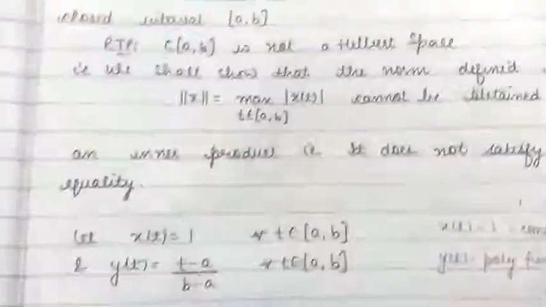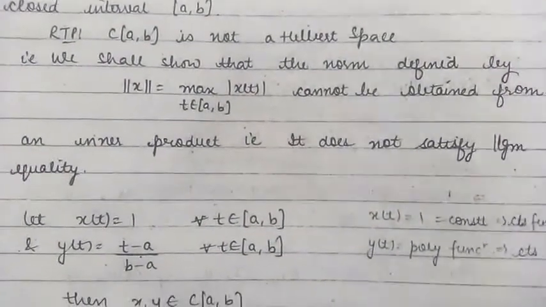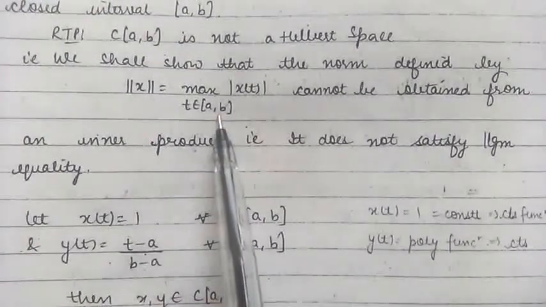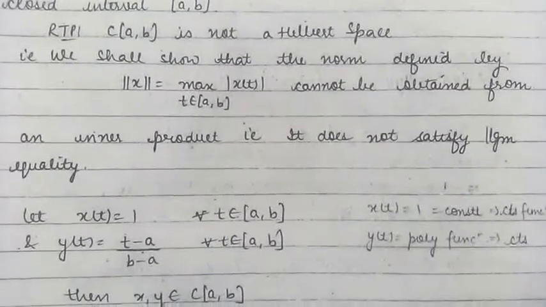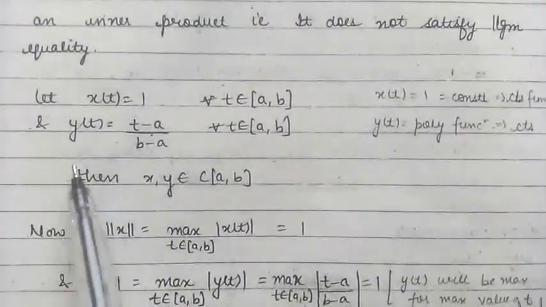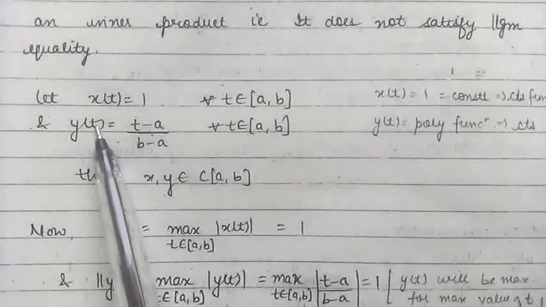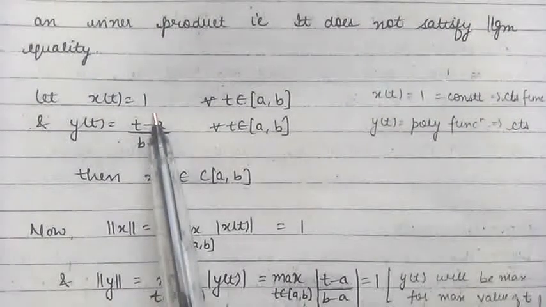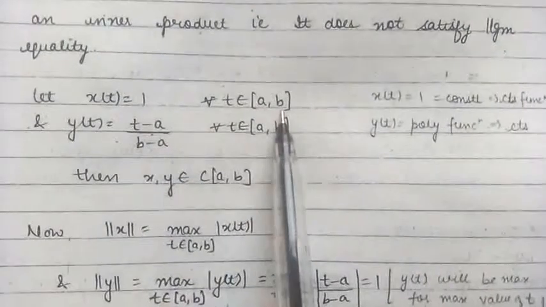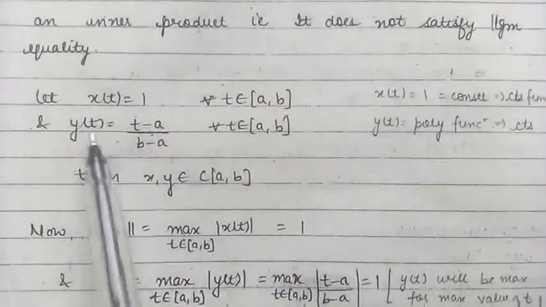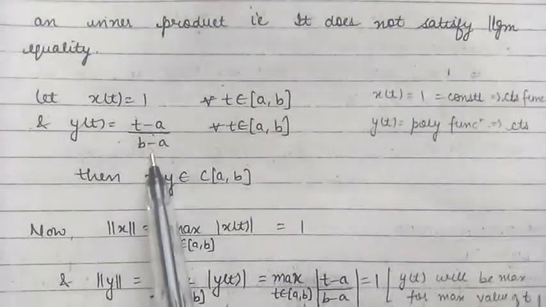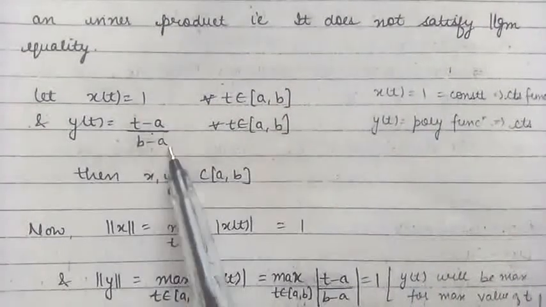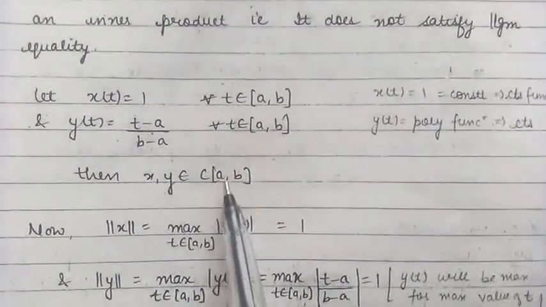So in order to prove that this is not a Hilbert space, let us check that the norm defined by this term cannot be obtained from the inner product. So let us take two elements x and y belonging to the space C[a,b]. First we have taken 1, because 1 is constant, so it is a continuous function on the closed interval [a,b]. And the second function we have taken is a polynomial divided by a polynomial, meaning a rational type function, for every t belonging to the closed interval [a,b]. Because these two are continuous functions, they belong to the space C[a,b].